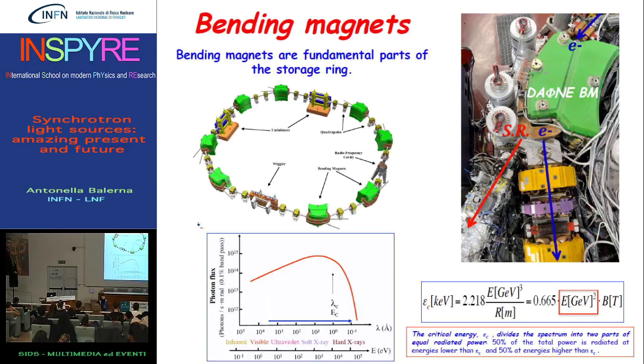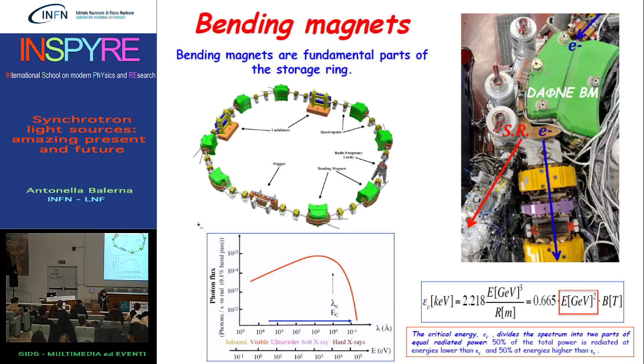Let's say the energy of electrons in a machine like ESRF at Grenoble in France is 6 GeV. What changes moving from a low energy machine to a high energy machine? The critical energy, this knee here. You have half of the power emitted at an energy lower than the critical energy, half of the power at an energy higher than the critical energy. And this critical energy moves to higher values as a function of the square of the energy of the electrons.